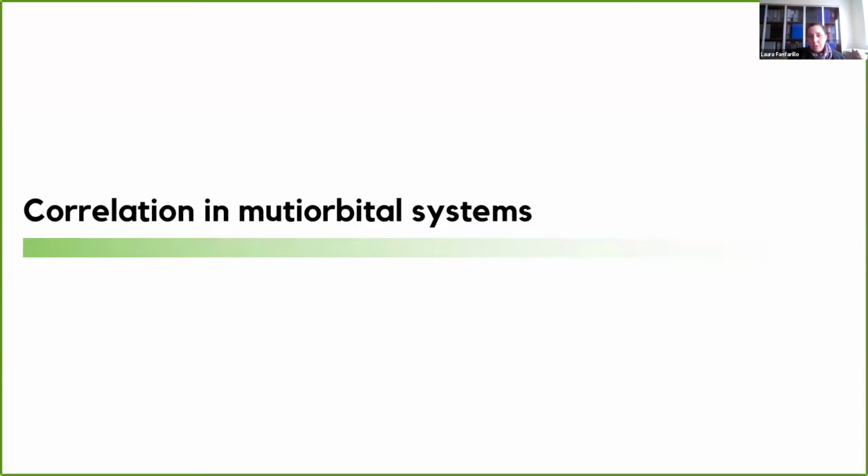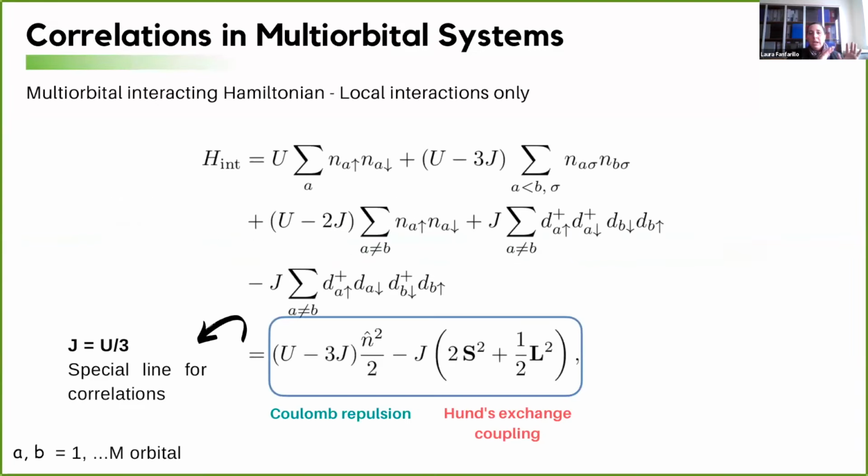I'm going to thank Luca for the great introduction about correlation in multi-orbital effects, and I'm going to show you just a couple of slides to summarize what we learned so far and what I'm going to use later. So this is a typical multi-orbital interacting Hamiltonian in which I have only local interaction, and you see that you have some density term and some spin exchange term and so on. A, B are the orbitals in this language.